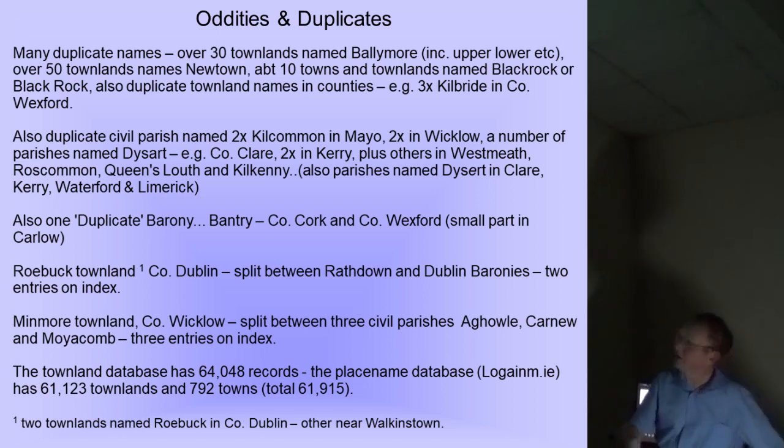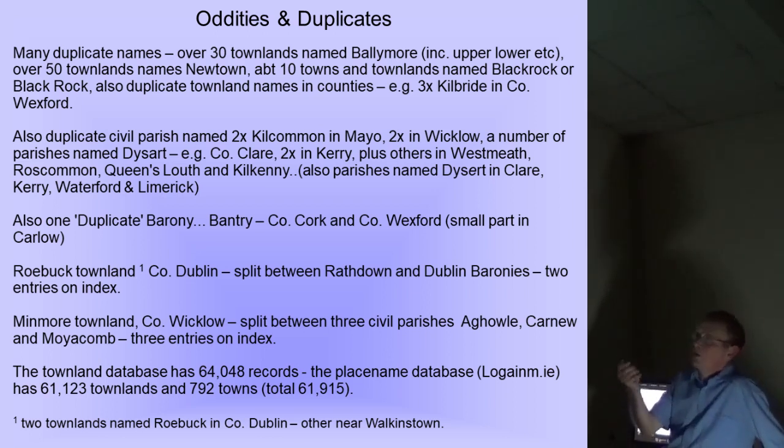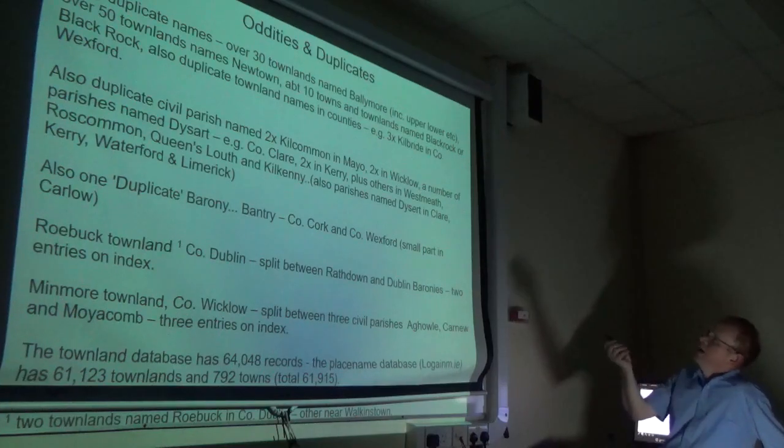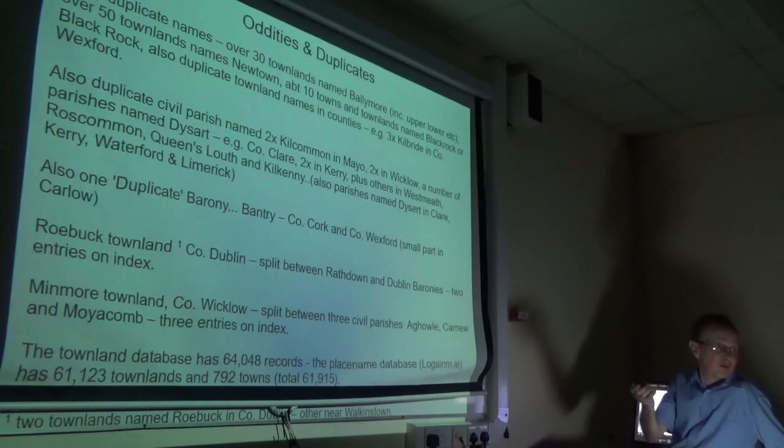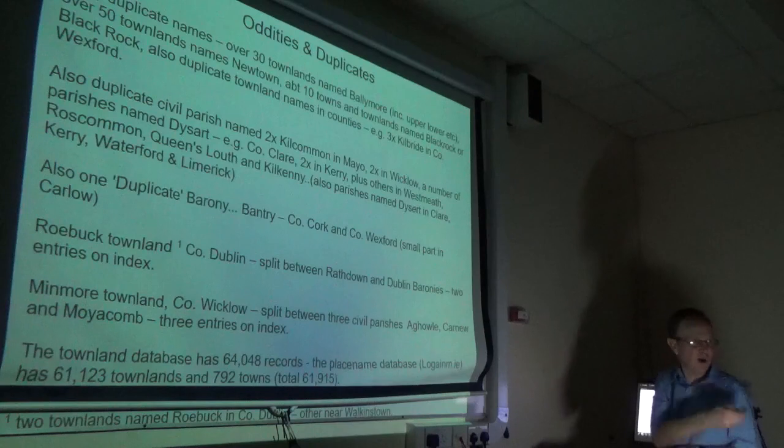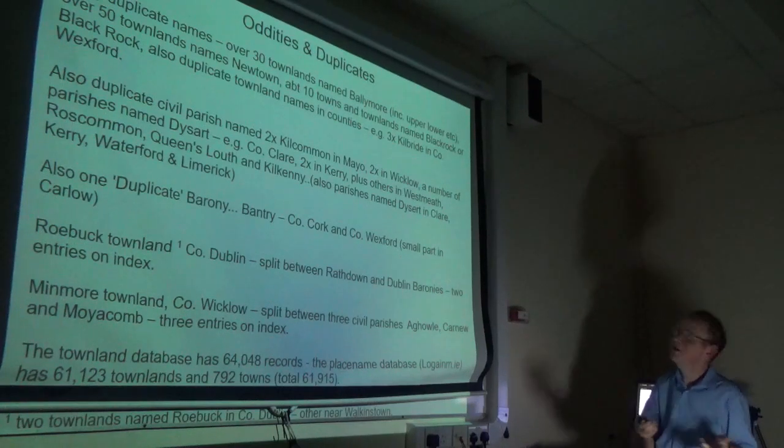There are some oddities in here in locations. There's lots of duplicate names. Ballymoors, there's loads of Ballymoors, as you'd expect, anything with Bally in it, or Ballina in it. There's 50 townlands named Newtown. There's about 10 towns and townlands called Black Rock. There's also duplicate townlands within counties. So there's 3 Kilbrides in County Wexford. So you have to know, I found a Kilbride, is that the one I actually want? And the only way you can tell is by the civil parish and barony.